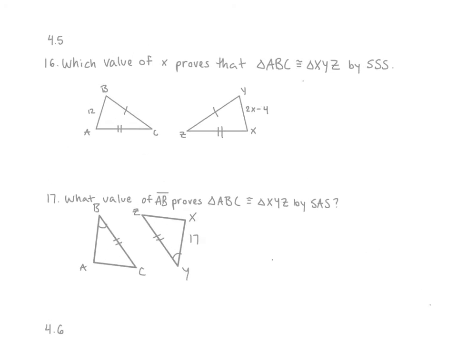Which value of x proves that triangle ABC is congruent to triangle XYZ by side, side, side? How do we set this one up? Robbie. We do 12 equals 2x minus 1. Perfect. And what'd you get for x? When we add 4, x is equal to 8. Perfect.